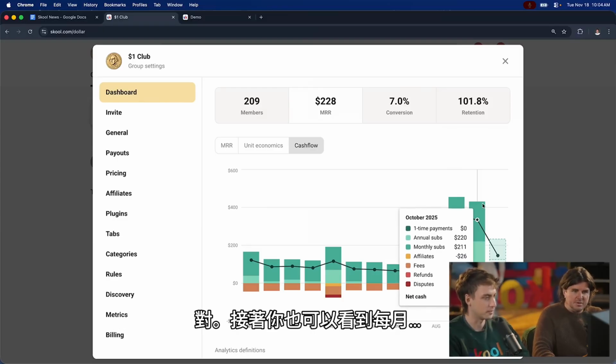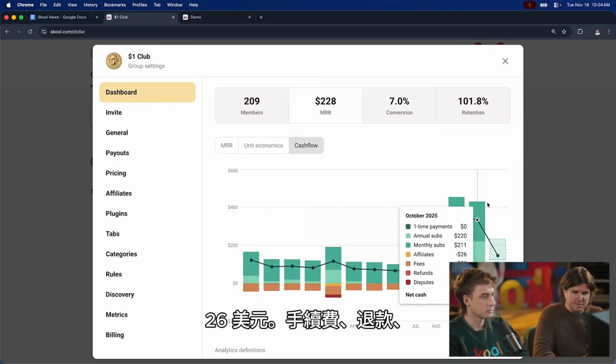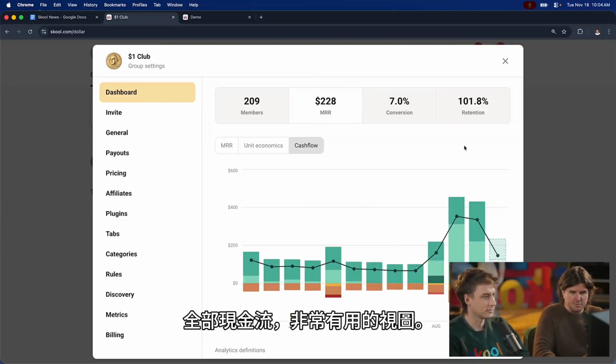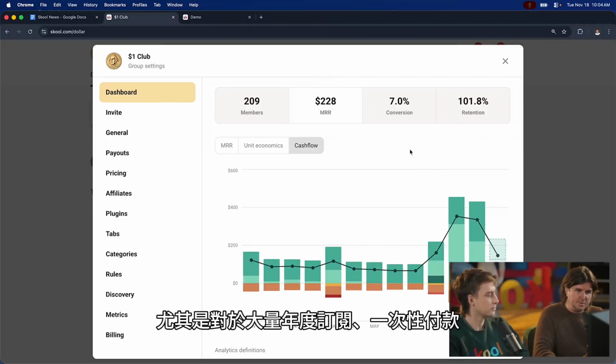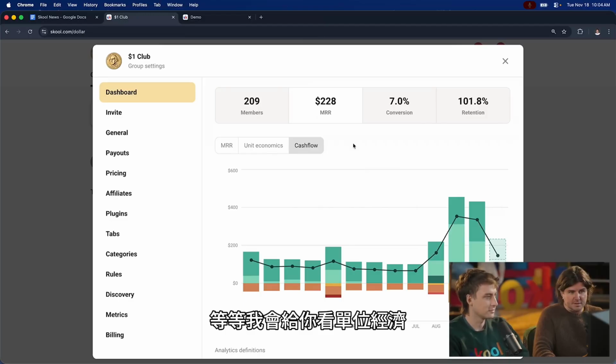Yep. Before, we would only show MRR, so you wouldn't see the annual or one-time payments that you got for cash flow. And then you can see your affiliates, so how much money went out to affiliates, $26, fees, refunds, disputes. You can see all of it here, total cash flow. This is a super useful view, especially for people that have a lot of annuals or a lot of one-time or a lot of affiliates. This is a critical view, really. I'll show you unit economics later because it's a little bit more sophisticated.